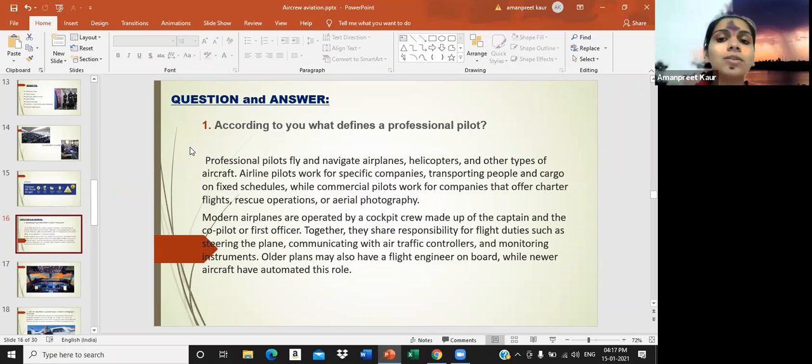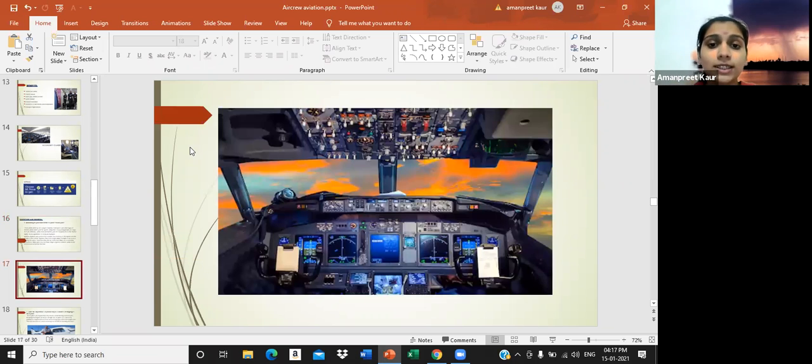So basically, we will be covering all the professional aspects of what being a pilot is all about. We will cover all the information about a pilot in a very precise way. Next, this is the image of the cockpit.